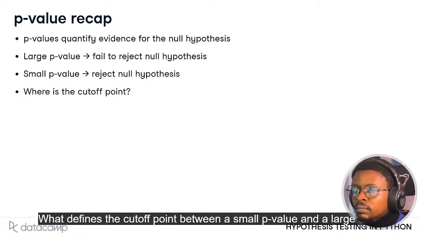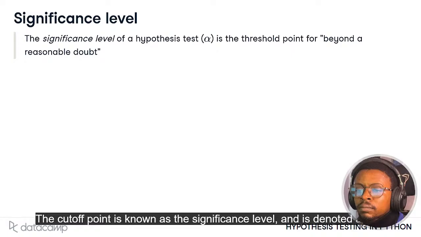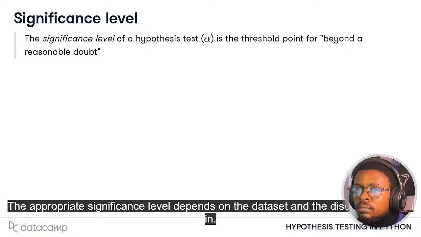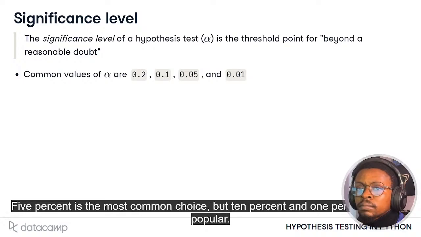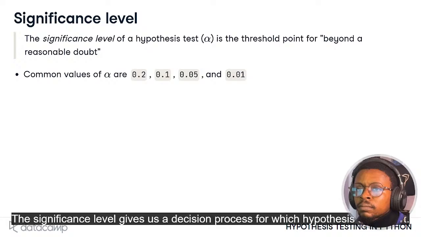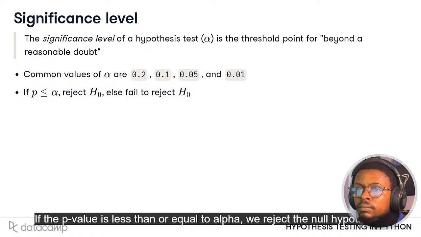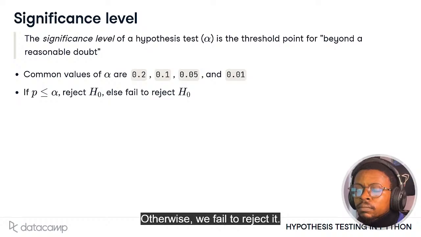What defines the cutoff point between a small p-value and a large one? The cutoff point is known as the significance level and is denoted alpha. The appropriate significance level depends on the dataset and the discipline worked in. 5% is the most common choice, but 10% and 1% are also popular. The significance level gives us a decision process for which hypothesis to support. If the p-value is less than or equal to alpha, we reject the null hypothesis. Otherwise, we fail to reject it.